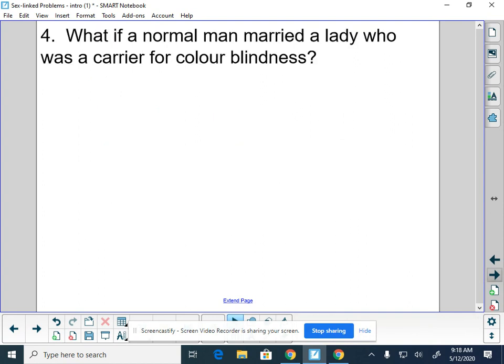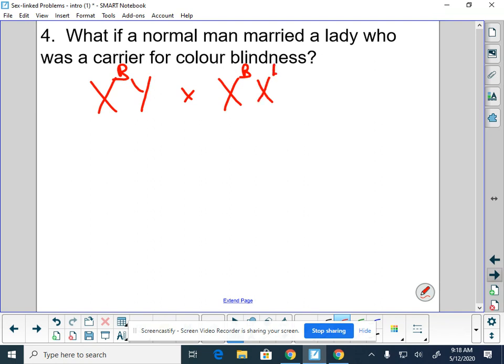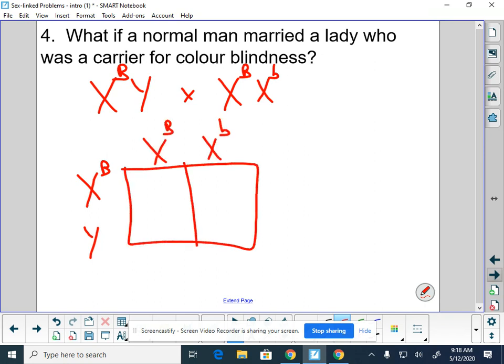Last one. What if a normal man married a lady? So a normal man means he's not colorblind. Married a lady who is a carrier. So she's got one dominant allele in her X and one recessive allele. Punnett square. Quickly fertilize. So there's a lady normal. There's a lady carrier. There's a male normal. And there's a male who is colorblind.